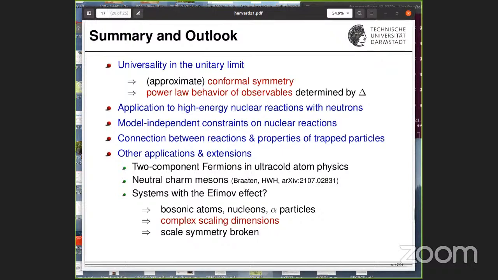Oh, is this true only in the unitary limit? In the unitary limit. This particular example of spin 1/2 fermion with a unitary interaction is known to be superfluid at zero temperature. Thanks.